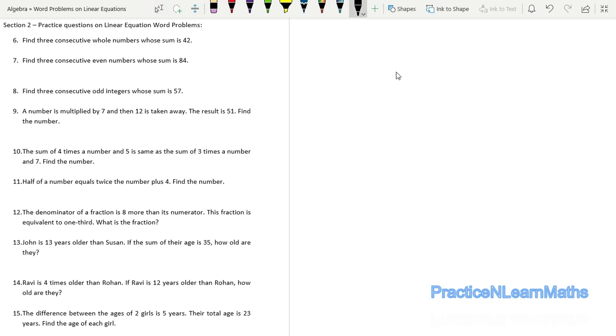Sixth question. Find 3 consecutive whole numbers whose sum is 42. So, as we have said earlier, the consecutive whole numbers are represented as x, x plus 1, x plus 2. So, if we add them up, x plus x plus 1 plus x plus 2 gives us 42.